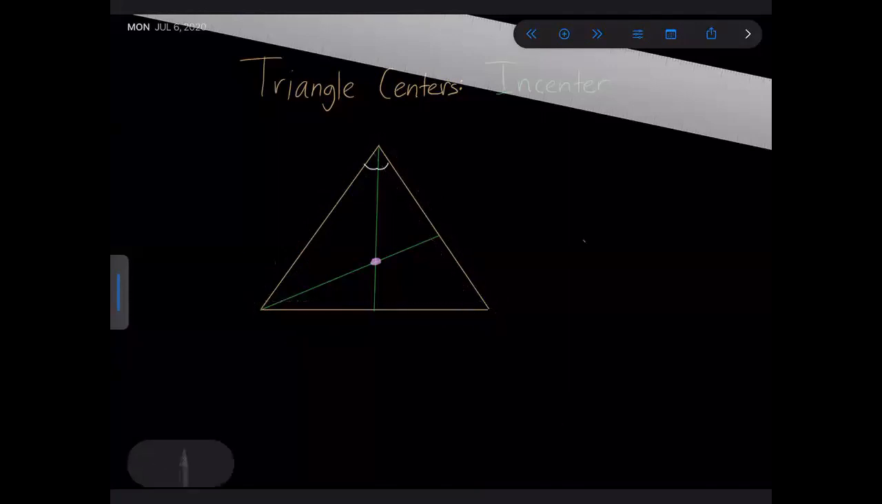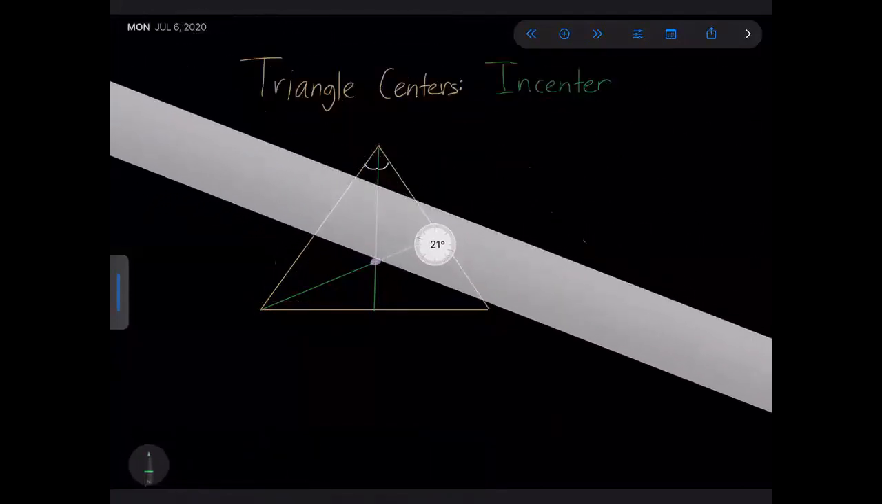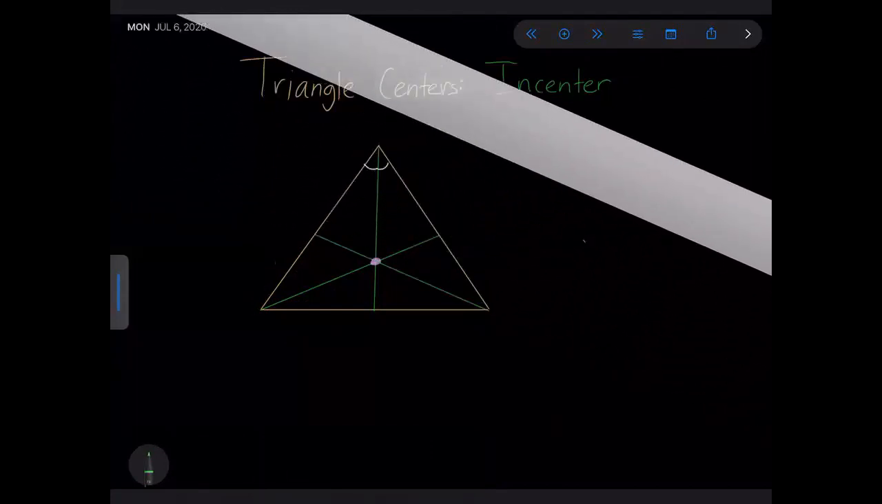And we can draw another line to show that, which is also an angle bisector. And we know that that line has to pass through that point. Let me just draw that here. And there we go, that's our incenter.